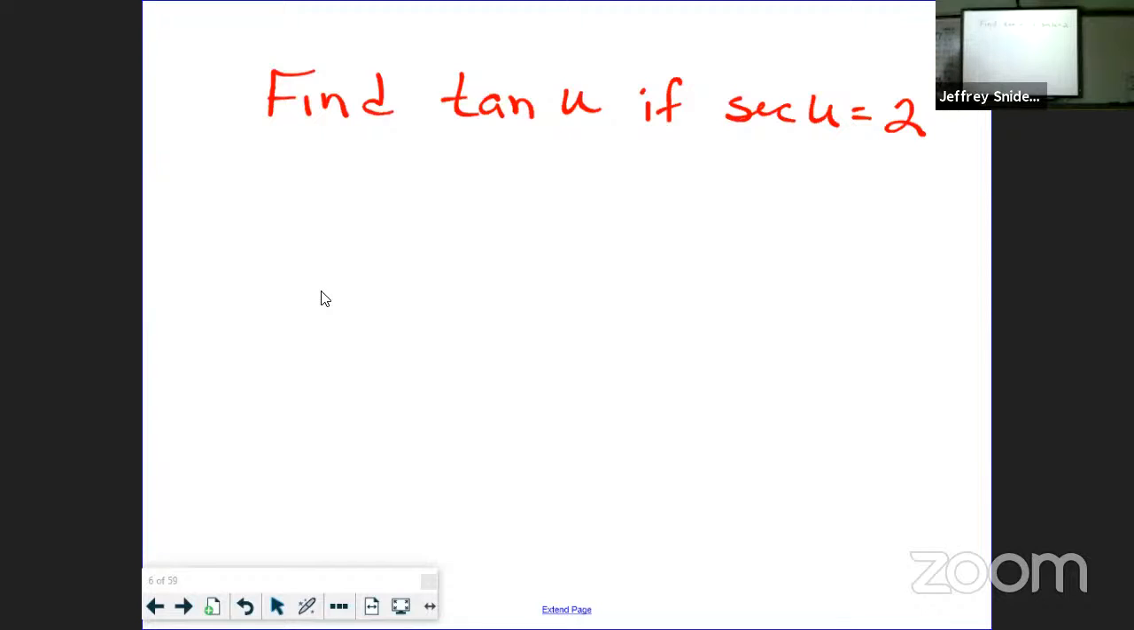What's that? 1 plus tangent squared u equals secant squared u. All right, that's very true. It's a great one. I like that. Let's use that. How am I going to use that?